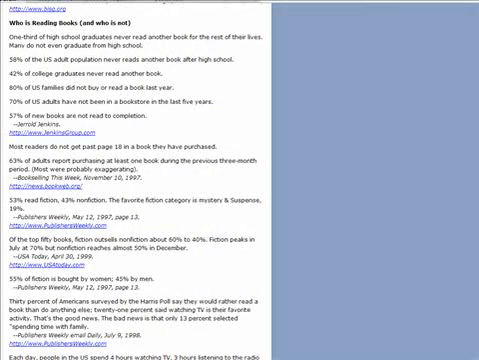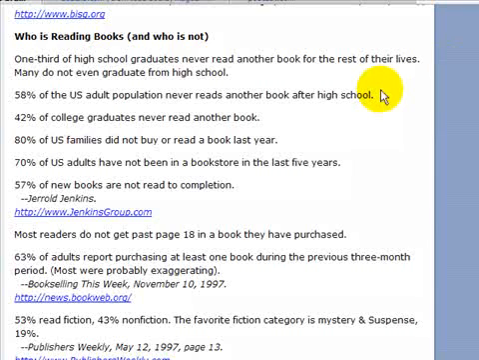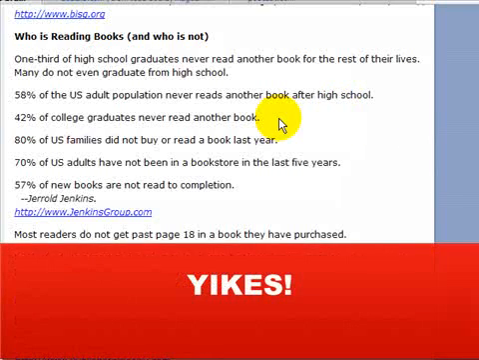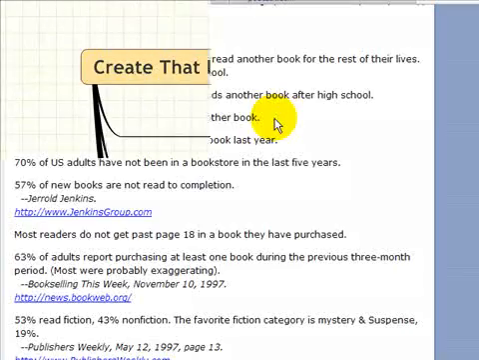So now that we've seen a couple of easier ways to get a book produced, let's look at some shocking facts. 58% of the U.S. adult population never reads another book after high school. And guess what? 42% of college graduates never read another book either. Still want to write that book?